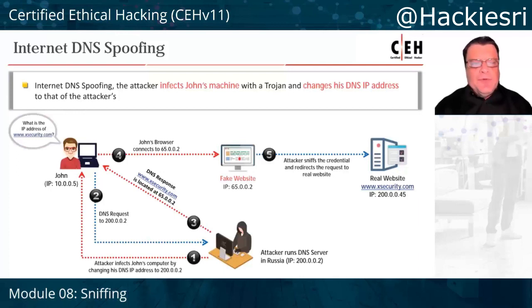Internet DNS spoofing. In internet DNS spoofing, the attacker infects John's machine with a Trojan and changes his DNS IP address to that of the attacker's. John is presumably unaware of this. Once again, if you'll note, this is done through the usage of a fake website.